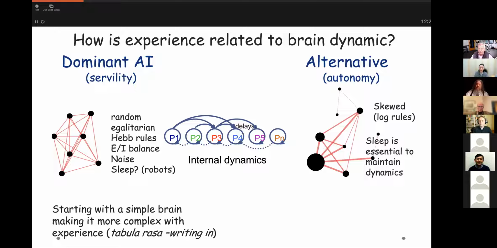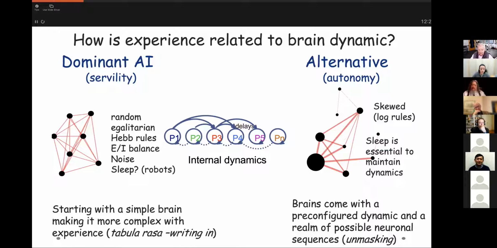So the alternative to the AI-like tabula rasa or blank slate model would be an autonomous system, a self-organized system, which has very different rules. Instead of egalitarian, it has strongly skewed rules. And sleep is an essential feature that is necessary to maintain its own dynamics. And instead of the clean paper, the brain comes with a pre-configured dynamic, and that pre-configured dynamic gives you an enormous realm of possibilities, typically sequences. And learning under this model is not a synthesis, it's not putting something into the brain, but unmasking and matching an existing pattern with the experience.